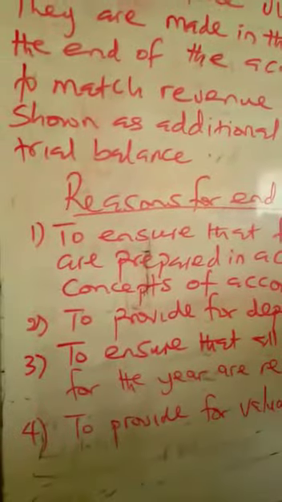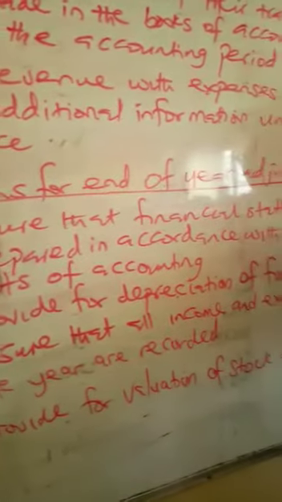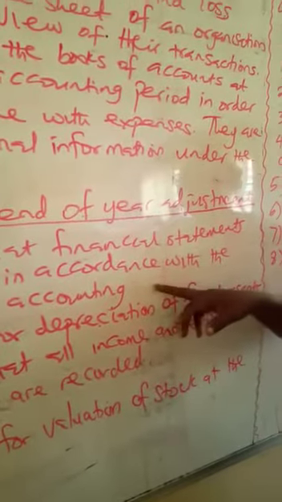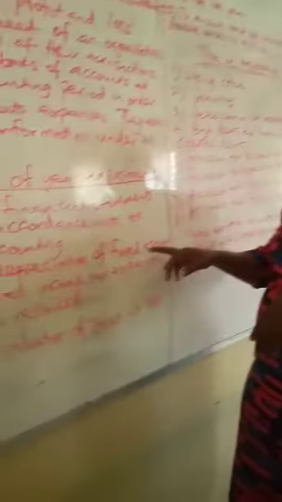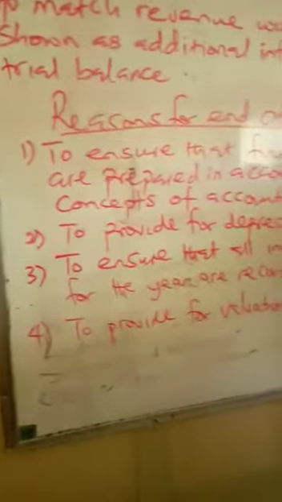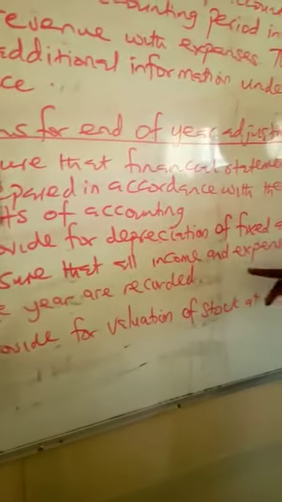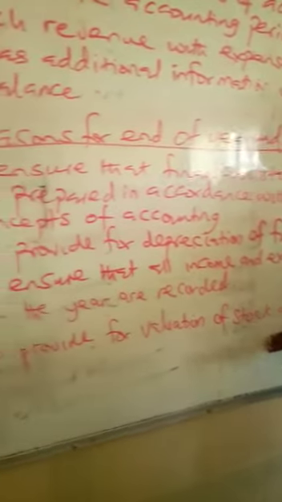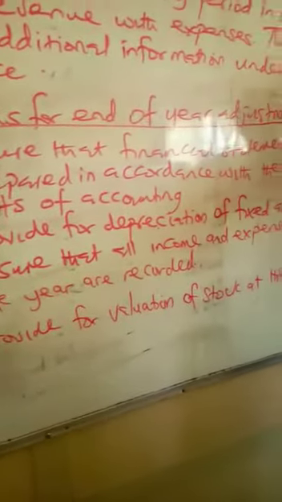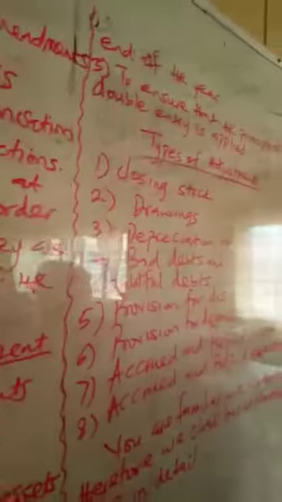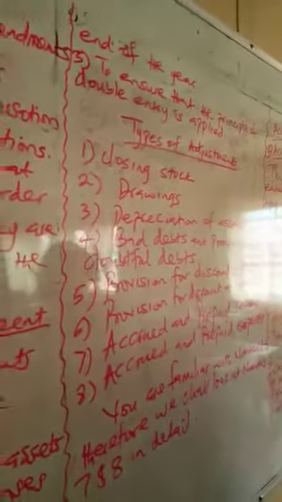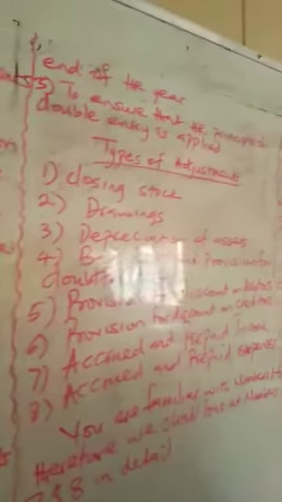Reasons for end of year adjustment. Number one, like I told you, to ensure that financial statements are prepared in accordance with the concepts of accounting. Number two, to provide for depreciation of fixed assets. Number three, to ensure that all income and expenses for the year are recorded. Number four, to provide for valuation of stock at the end of the year. And number five, to ensure that the principle of double entry is applied. So these five reasons are the reasons for end of year adjustment.